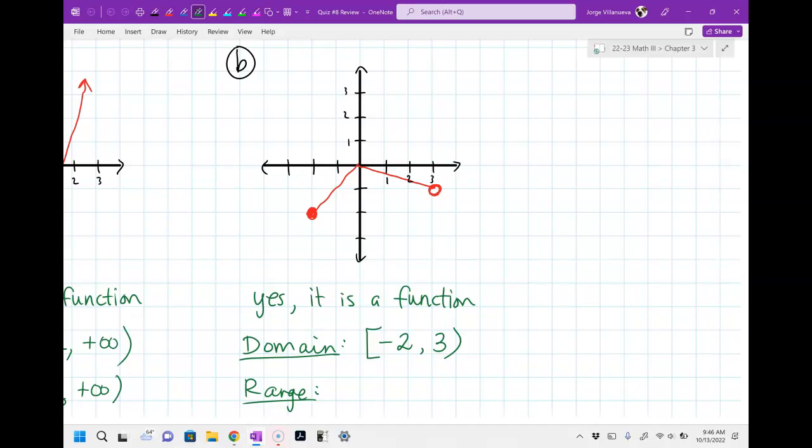Now my range, how low does it go? -2 on the y-axis, so good. -2. Should I include it? Yeah. Now this next part sometimes tricks people. How high did it go?